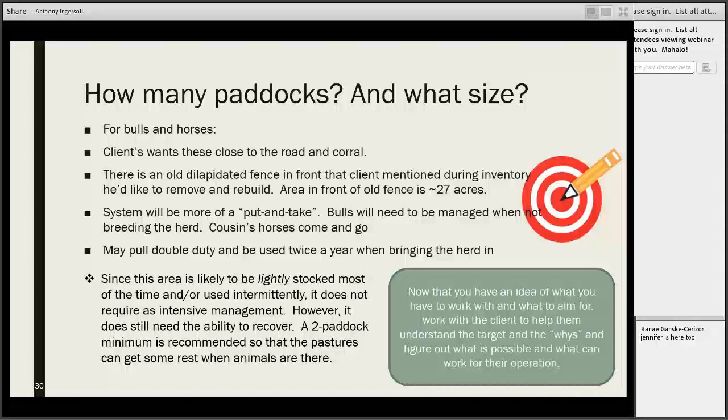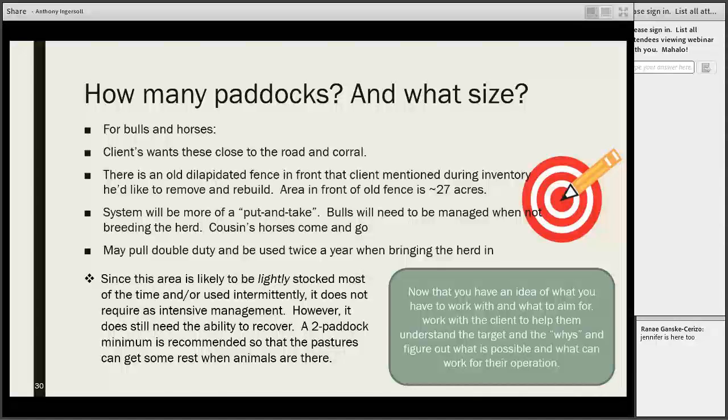The system for this bull and horse group of animals is much more of a put and take. The bulls aren't going to be in there year-round because they're going to be breeding the herd part of the year. And the client doesn't actually own horses, but his cousins do. And so every now and then they want to bring their horses out and be able to ride around, especially maybe right before branding or weaning. He also said that when it is time for branding and weaning, sometimes it's nice to have a holding pen. So these pastures might be used for double duty, and he might use them to bring the herd in and use them when he's sorting his animals and whatnot.